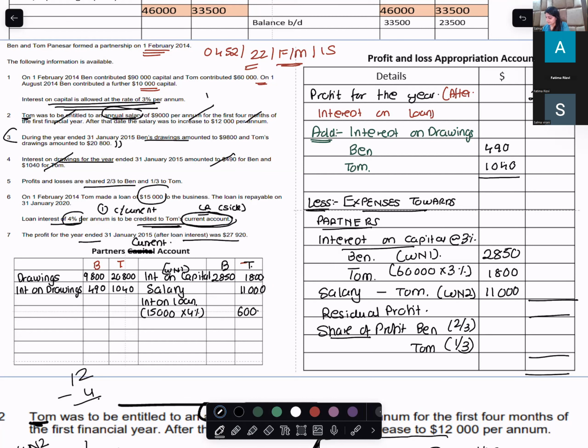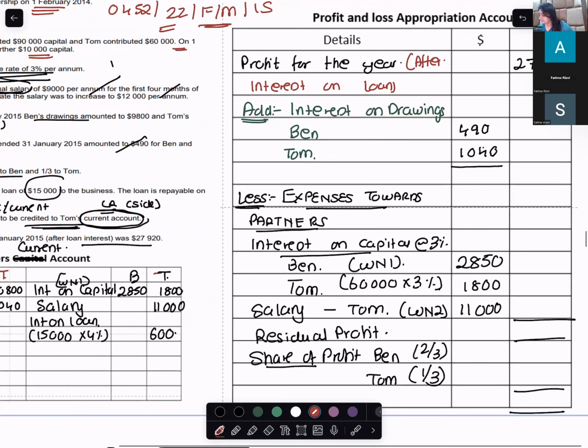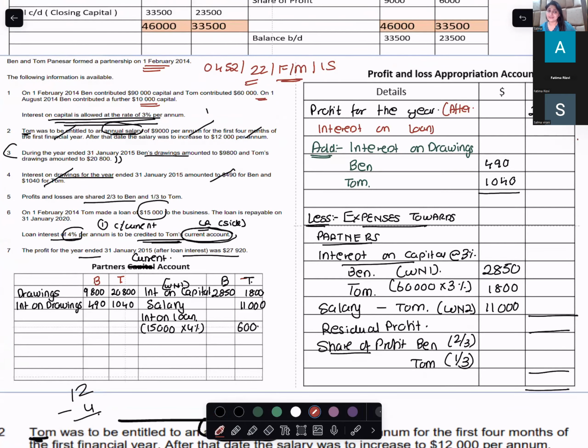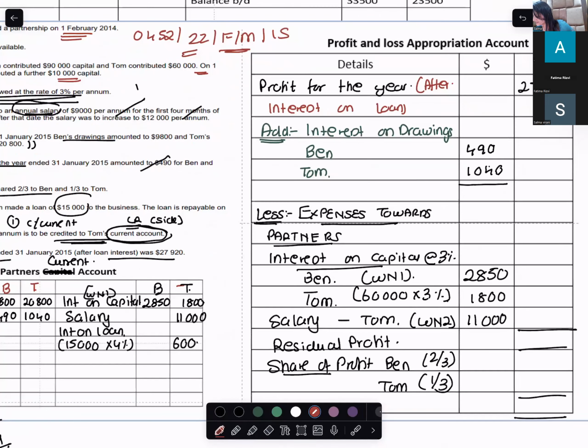Miss, what if it says before loan interest? So we subtract the loan interest. Okay. Are you with me? Yes, miss. So with this, what have I done? I read the question and I filled in the information. Now what will I do? I will do the closings now.